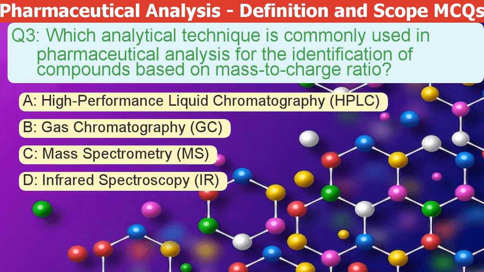Which analytical technique is commonly used in pharmaceutical analysis for the identification of compounds based on mass-to-charge ratio? A. High-performance liquid chromatography. B. Gas chromatography. C. Mass spectrometry. D. Infrared spectroscopy.